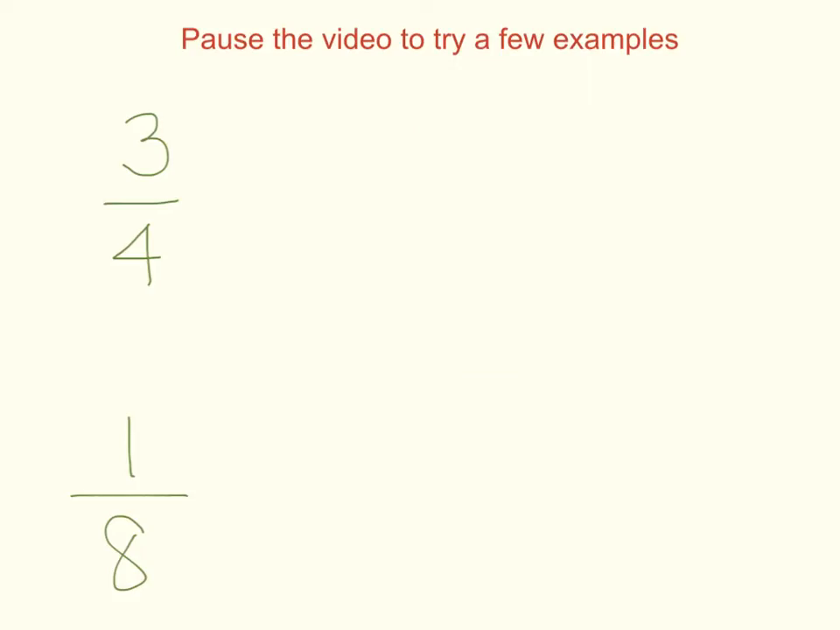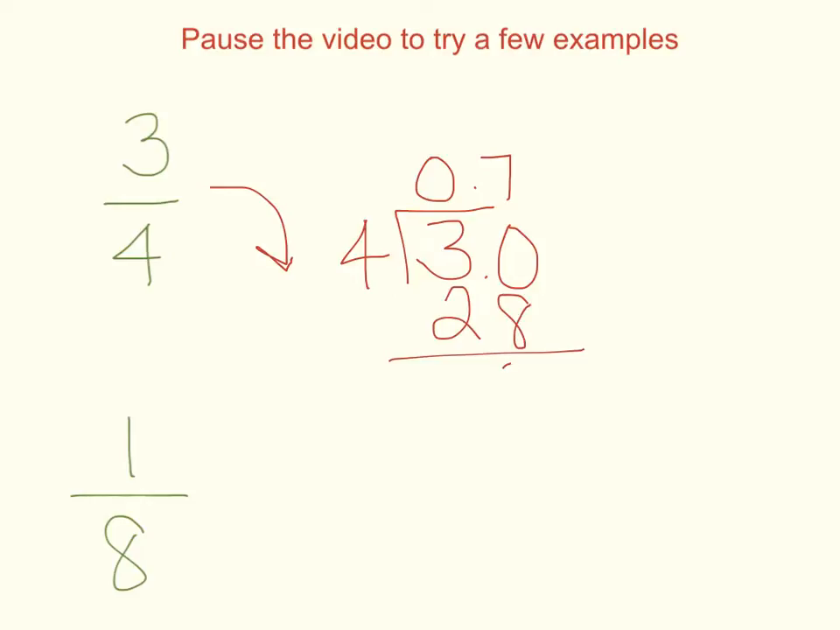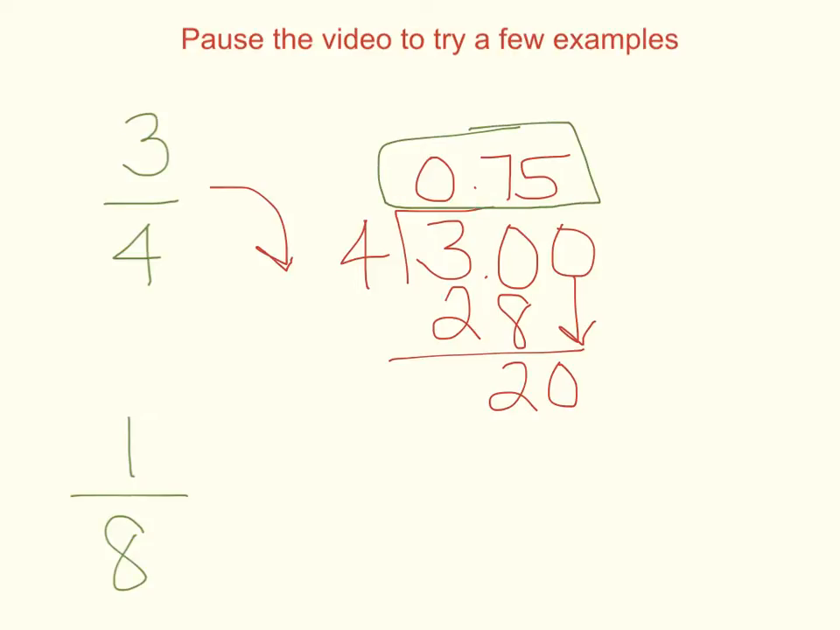Pause the video to try a few examples. Turn each fraction into a decimal. So for the first example, you see that we cannot make the denominator a factor of 10, so we're going to make it fall over and divide. 4 cannot go into 3, so we add our decimal point. 4 can go into 30 7 times, which is 28, with 2 left over. We bring down our other 0, and so we get 5. So 3/4 is written as 0.75.